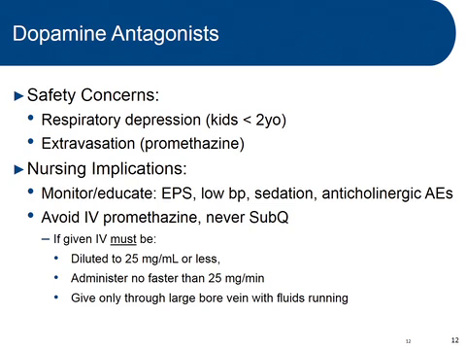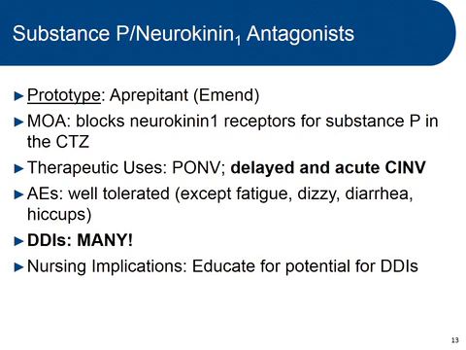The next class are the substance P neurokinin antagonists. The prototype is aprepitant or Emend. These drugs are also very effective, but they're rarely used on their own because they have a unique mechanism of action. Typically, they're used in conjunction with other drugs like the serotonin antagonists. They're used for post-op nausea and vomiting. They're also used for delayed and acute chemo-induced nausea and vomiting. So these are the most common uses.